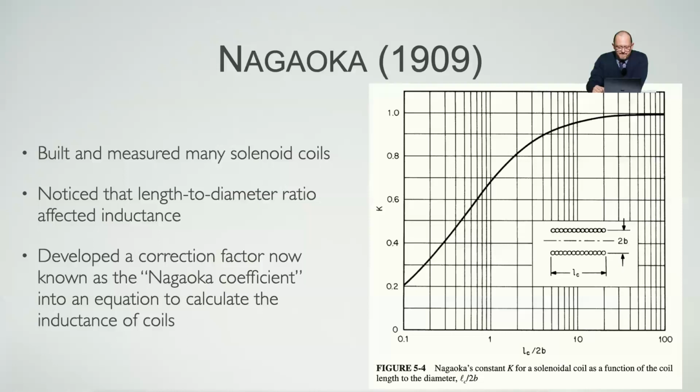So Nagaoka, if you've ever picked up an amateur radio magazine and there's a coil inductance calculator, often you'll see they talk about this Nagaoka constant K, which is the ratio of the diameter of the coil to the length, because there's a correction factor. So the shape of the coil determines the way the magnetic field goes through it, and then you put that into a linear equation, and it gives you a number.